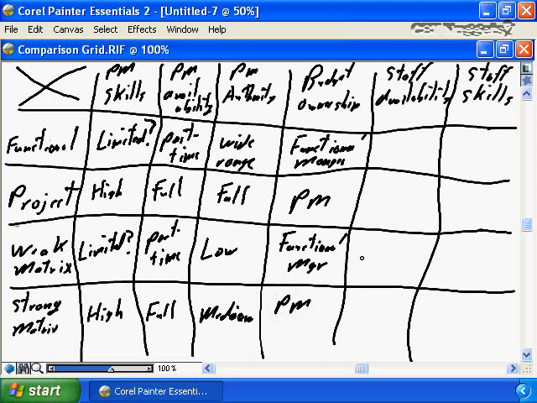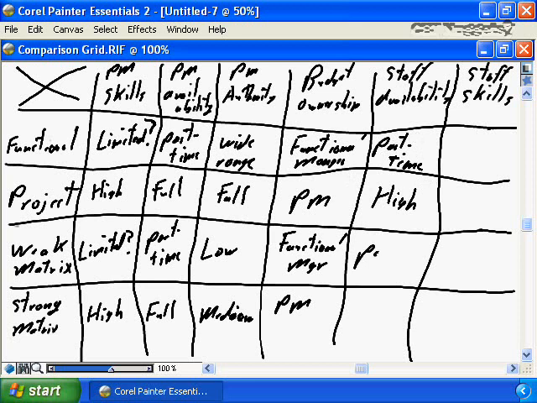In terms of staffing availability, in a functional relationship, it is absolutely part-time. You are pulling in your team members from other functional responsibilities. Depending on how they're assigned to your project, you may have limited control over how much time they spend on their functional responsibilities and how much they spend on the project responsibilities. Staff availability in a project environment is going to be high. The team members are assigned directly to your project and are responsible only to your project.